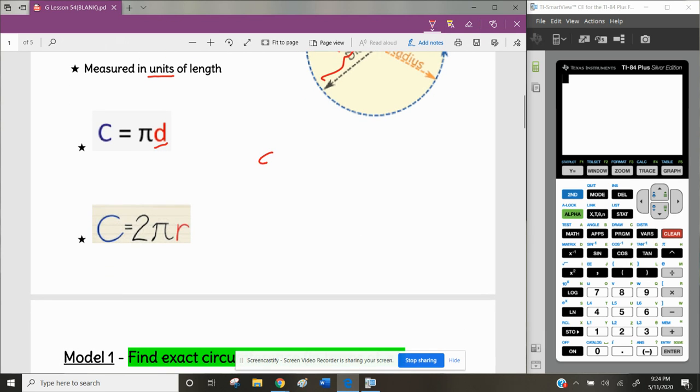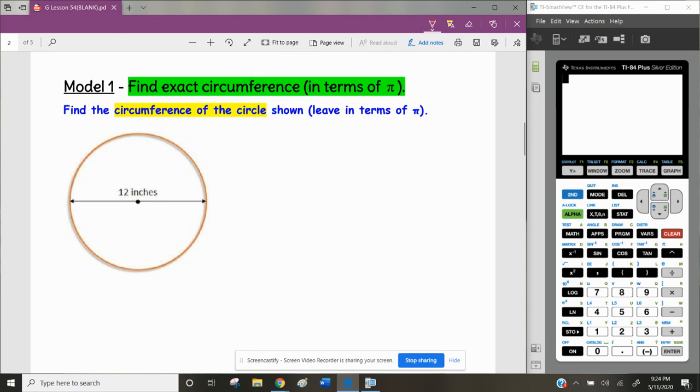Now remember, if we're going to do an exact answer, we're going to leave pi as part of the answer. We don't push the pi button in the calculator. And if we're going to do a rounded answer, then we would push the pi button in our calculator. So we want to find the exact circumference, which means we're going to leave it in terms of pi for the circle shown. So we have C equals pi times diameter, or C equals 2 pi r for our formulas.